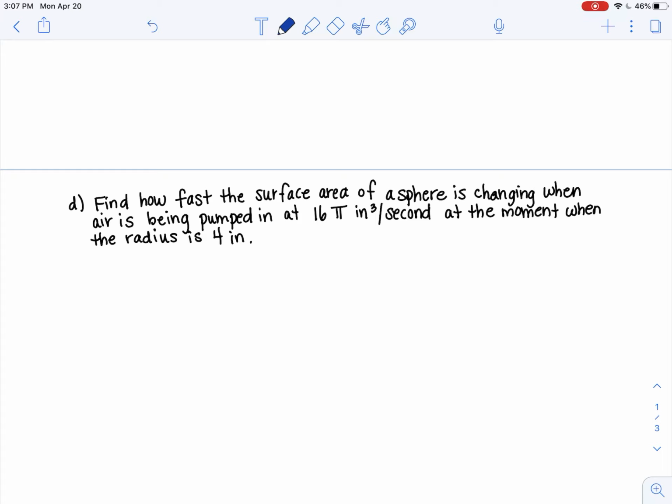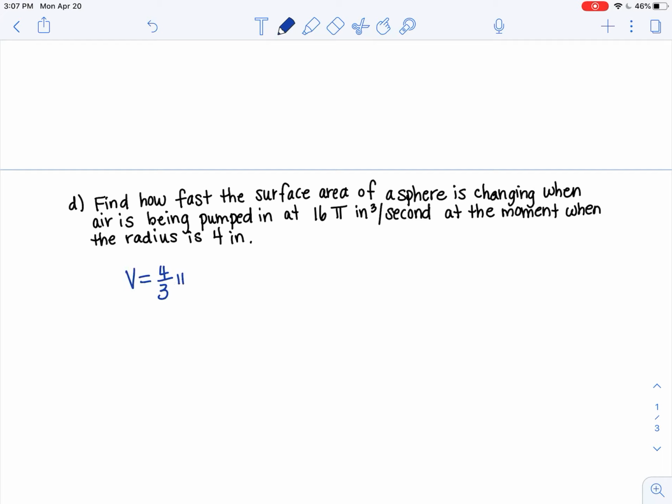So it says, find how fast the surface area of a sphere is changing when the air is being pumped in at 16 pi inches cubed per second at the moment when the radius is 4 inches. So remember, when you're doing related rates, it's technically implicit differentiation, but with more of an application. So you need a formula that you're going to be able to do implicit differentiation to.